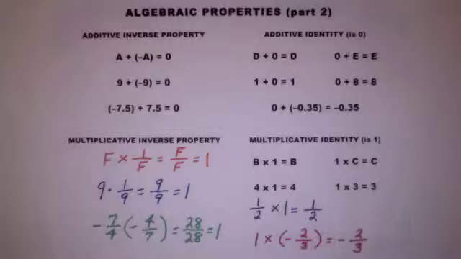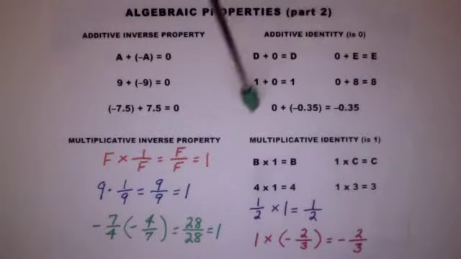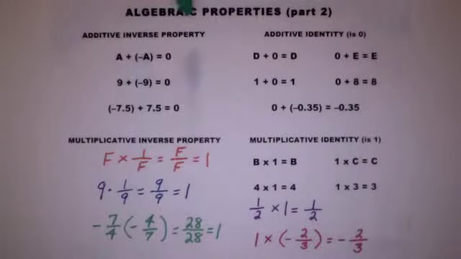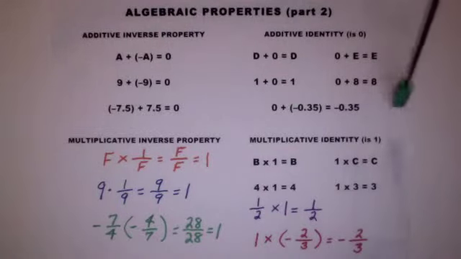Here are four important properties used in algebra: the additive inverse property, the multiplicative inverse property, the additive identity property, and the multiplicative identity property. The additive inverse property and the additive identity property deal with the number 0. The multiplicative inverse property and the multiplicative identity property deal with the number 1.